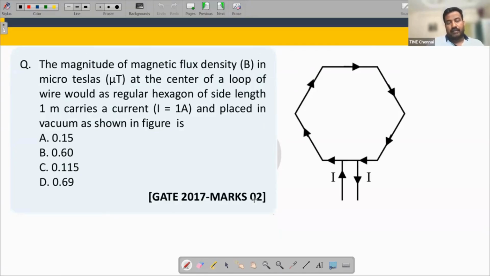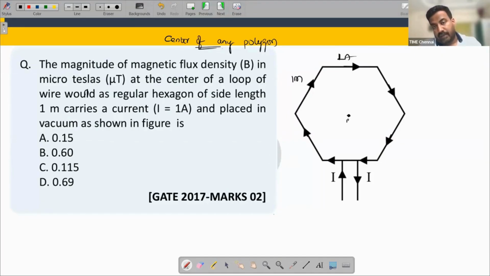Now this is how you try to find the magnetic field B at the center of any polygon. He's asking to find the magnitude of magnetic flux density B in microtesla at the center of a loop of wire wound as a regular hexagon of side length 1 meter, carrying a current of 1 ampere, placed in vacuum.